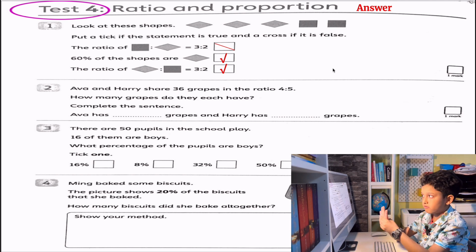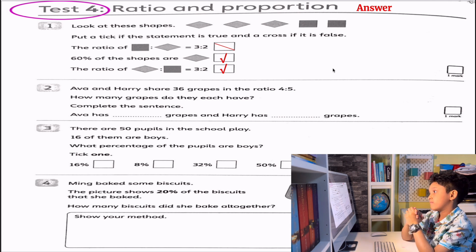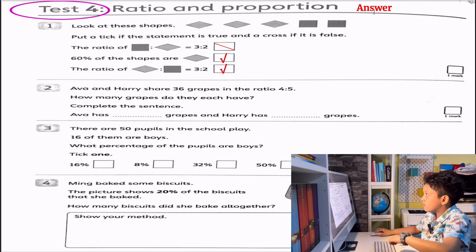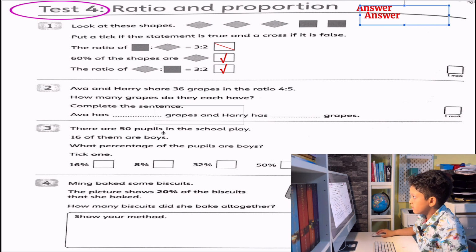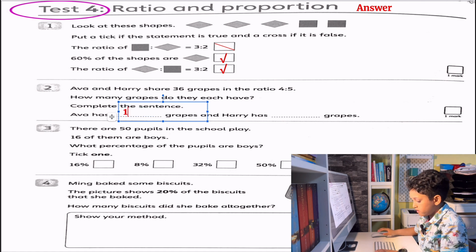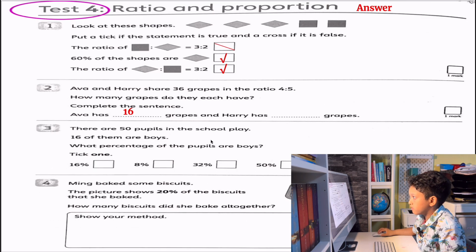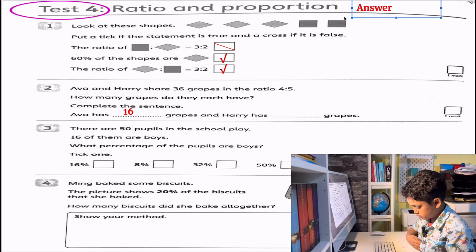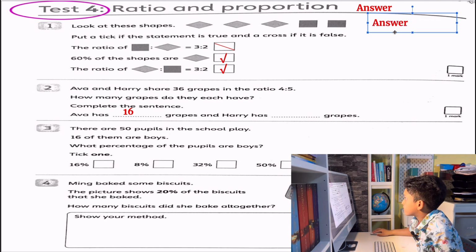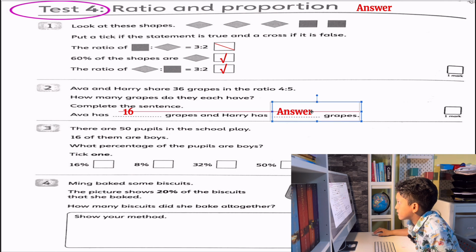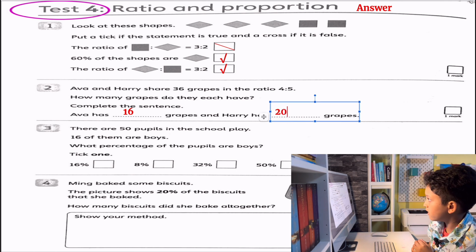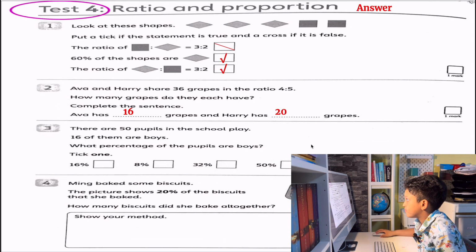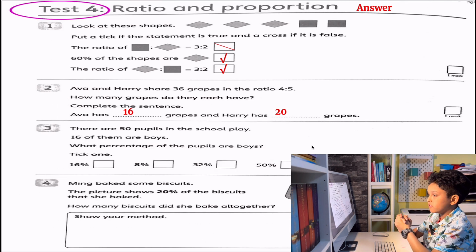Then in the ratio 4:5, we must do 4 times 4, which is 16. So Ava has 16 grapes. And Harry has the remaining. You don't even need to find out the 5th one. 36 take away 16 is 20. So Harry has 20 grapes. Let's move on to number 3.